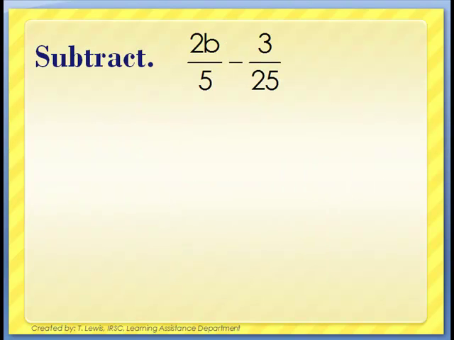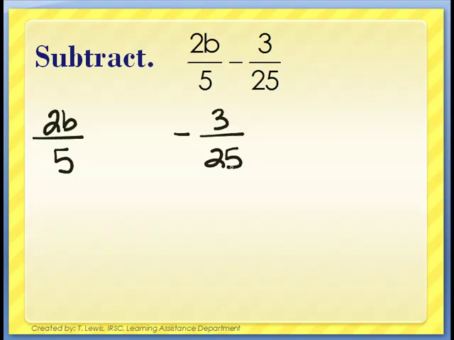2b over 5 minus 3 over 25. We're going to subtract 2b over 5 and 3 over 25. Here again, denominators are not the same. We want to find a common denominator. Not just a common denominator, but the least common denominator. And the least common denominator for 5 and 25 is 25.